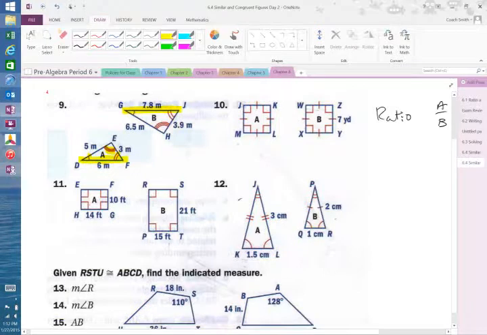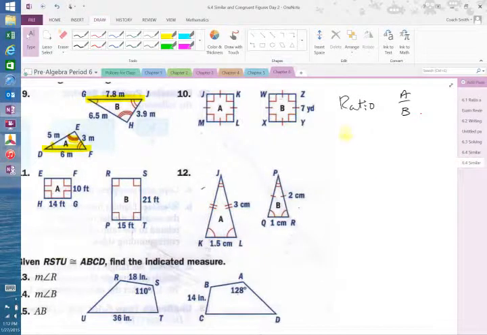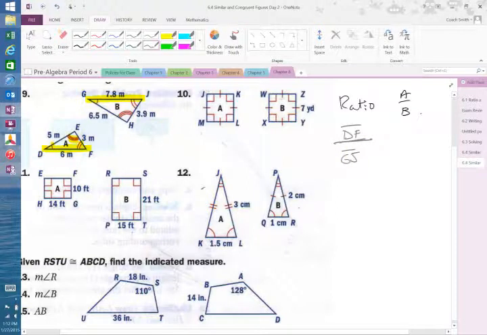So the corresponding sides for number 9 are line segment DF over line segment GJ. So to figure the ratio, I could have used any of the 3. I could have used DE and GH. I could have used those 2 sides. It'll come up to be the same ratio. We proved that yesterday in our example. So the A to B would be 6 over 7.8.